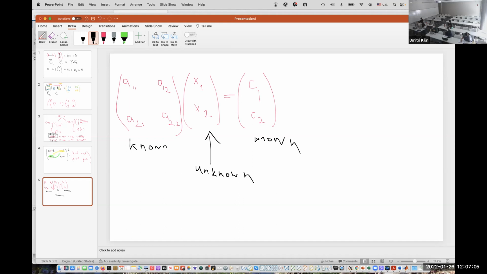But this is what one can call a linear algebraic equation. If we open this equation by multiplying the matrix by the vector, it will be a11 x1 plus a12 x2 equals c1, a21 x1 plus a22 x2 equals c2. So that's it.